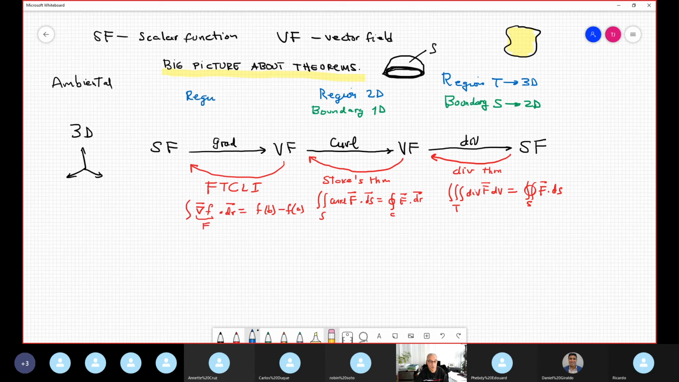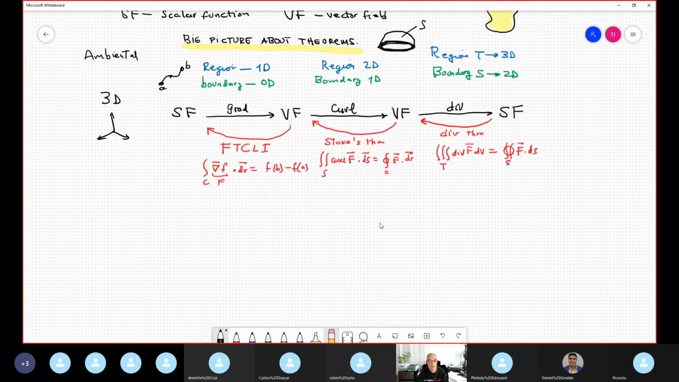So in this case, the region is 1D. Why 1D? Because we are doing the line integral. And the boundary is 0D. Why 0D? Because it's a point, A and B. Basically, we are doing this line integral, look. This is the boundary, A and B, and it's the region. The region is the line or the curve. This is the idea in ambient 3D.